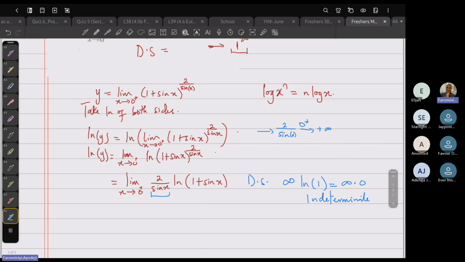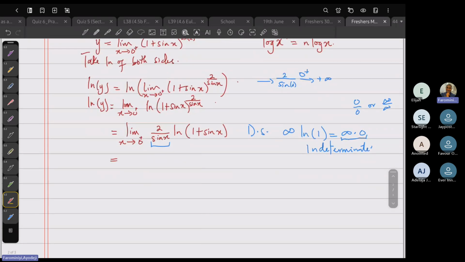So how do we work around the infinity times 0 case? We rewrite the expression such that it gives us either 0 over 0 or infinity over infinity. In this case, as x goes to 0 plus, we write it as a fraction: the natural log of 1 plus sine x over sine x.